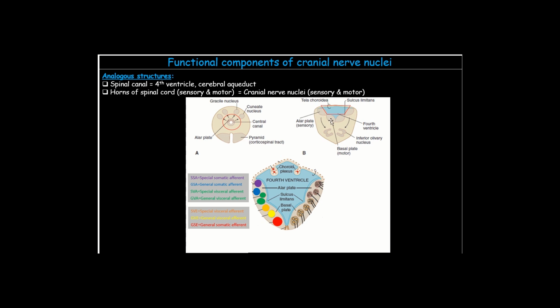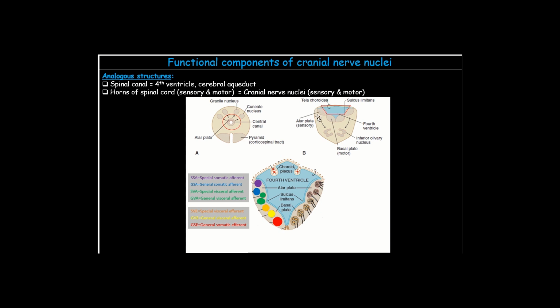Now the basal plate is going to split up into three subcolumns and those would be the efferent columns. These would be the special visceral efferent, the general visceral efferent, and the general somatic efferent column. So all efferent columns are going to be motor in nature. Some of them are going to be general, some of them are going to be special in nature.